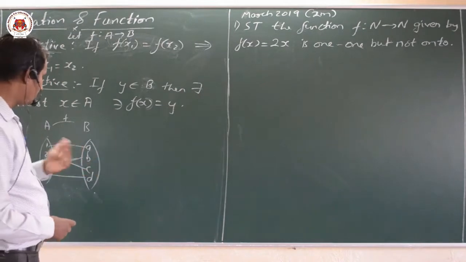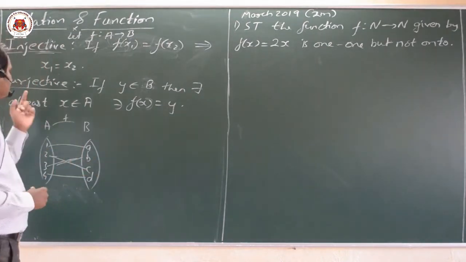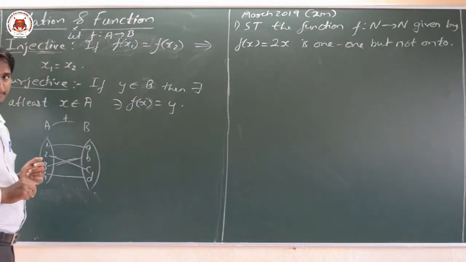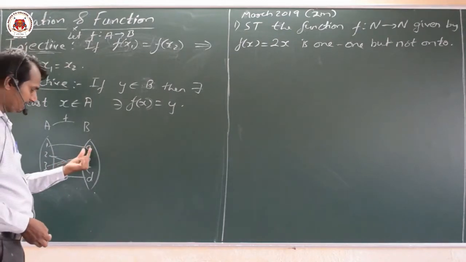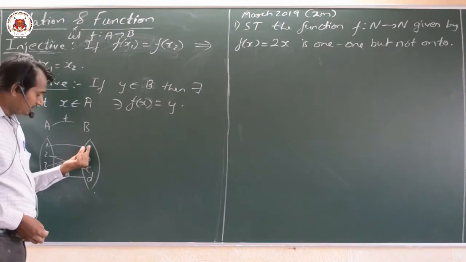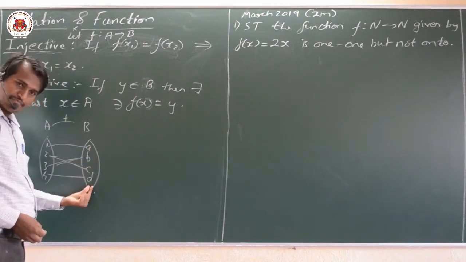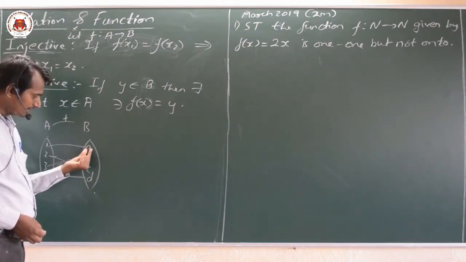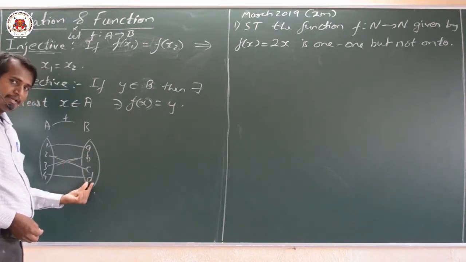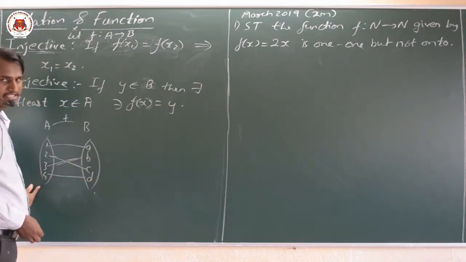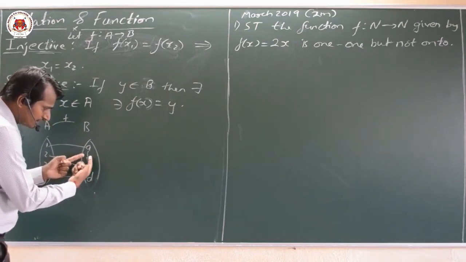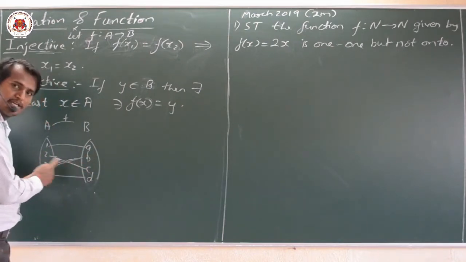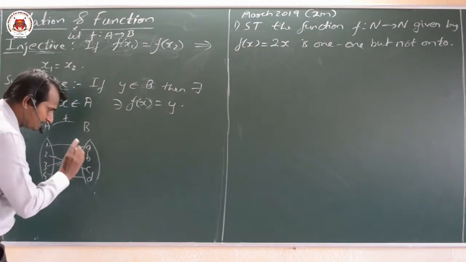Similarly, the onto function is also called a surjective function. Now what do you mean by surjective here? All the elements of the set B are images of elements of the set A. That means if every element is an image of some element in the set A, that is nothing but our onto.